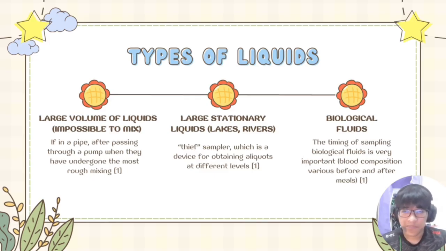For the first one, large volumes of liquids, which are impossible to mix. It is a type of liquid when it's in a pipe after passing through a pump, where it has undergone the most rough mixing. For the second one, large stationary liquids, which are from lakes and rivers. For this type of liquid, we'll be using a thief sampler, which is a device for obtaining aliquots at different levels. And for the last one, biological fluids. The timing of sampling biological fluids is very important because the blood composition varies before and after meals.